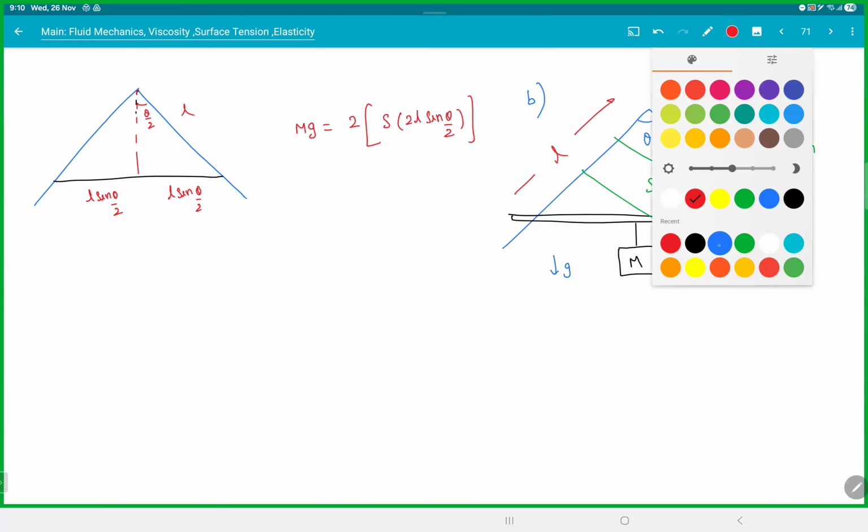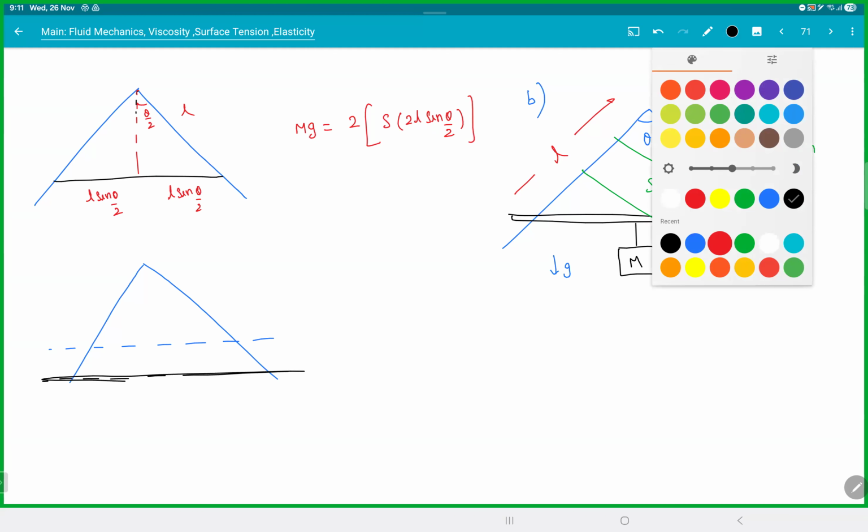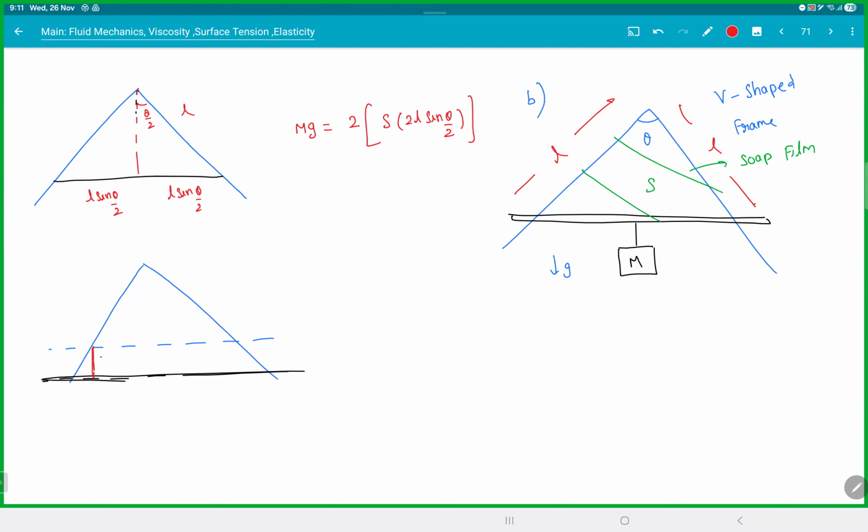You got it. Next thing, now when I pull this down, then what happens? Initially this was the position. Now when I pulled it, it came somewhere here. Like I said, we are not interested in the total forces, we are interested in the change in forces. So this distance was x, this was theta by 2. So this extra length you created is x tan theta by 2. Because you pulled the rod by x down, the length of the soap film in contact increased by x tan theta by 2.